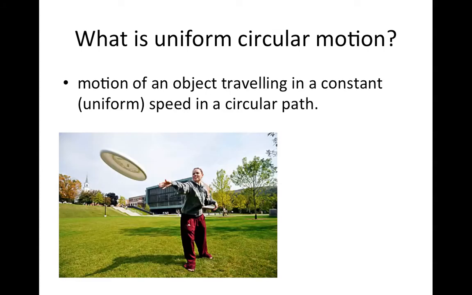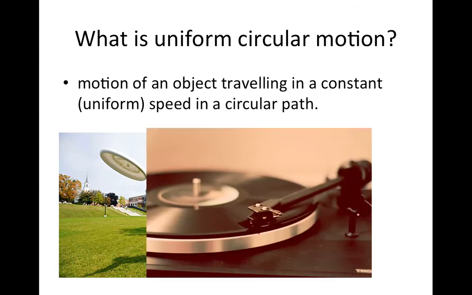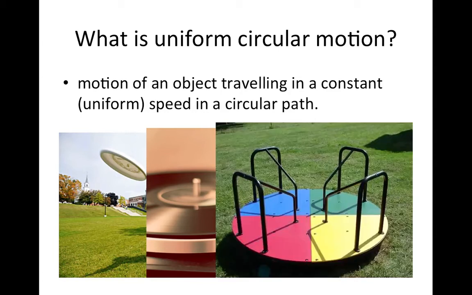So if you throw a frisbee, the moment it leaves your hand, that frisbee is going to spin at the same speed. If you have a vinyl on a record player, it's going to be spinning on the turntable at the exact same, constant speed. Or if you remember your childhood, a lot of the examples that we talk about, we can go back to a merry-go-round on a playground, because that's a good example of uniform circular motion.